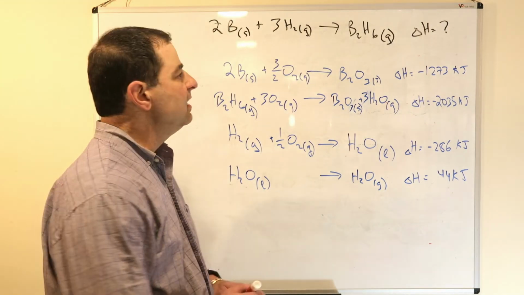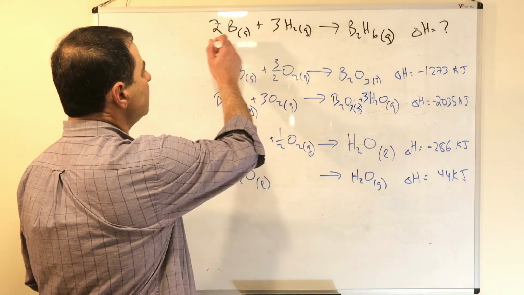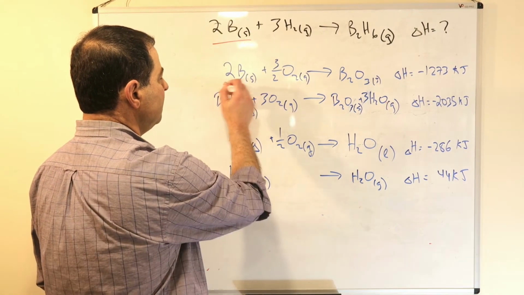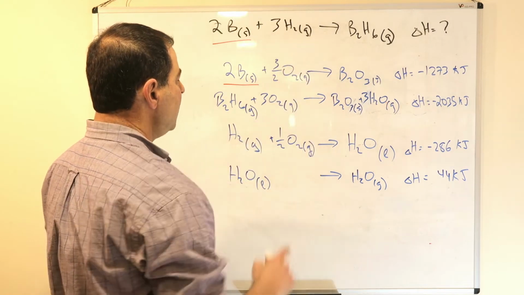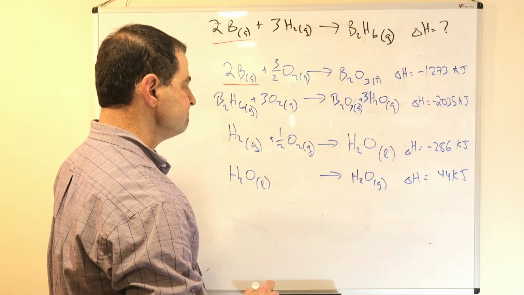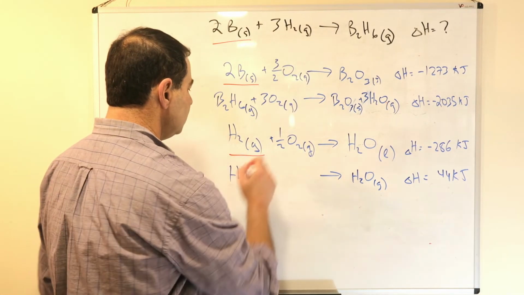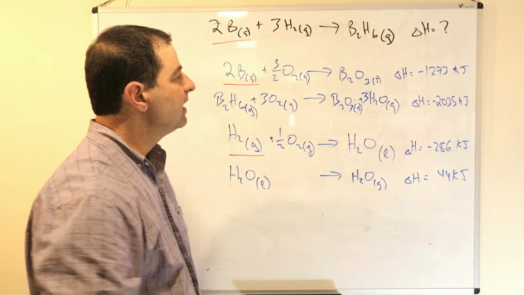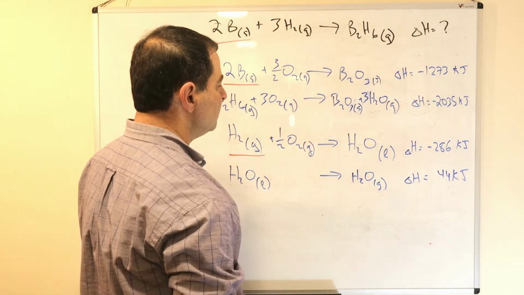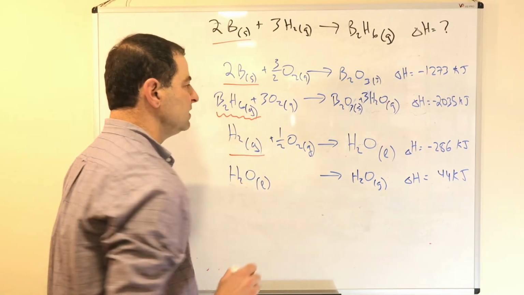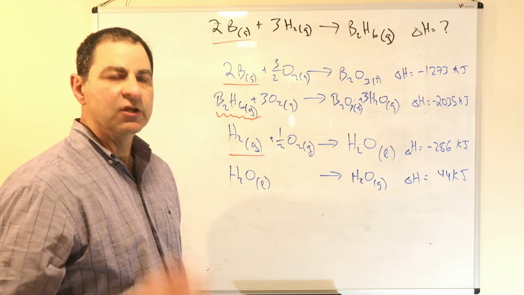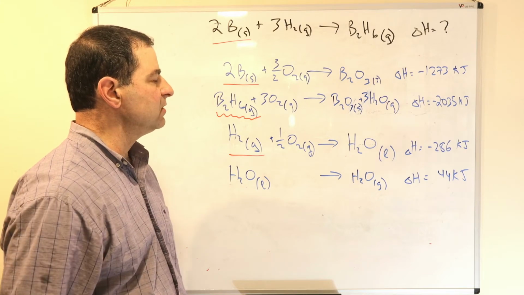In this one I need 2 boron as a reactant. Here I have 2 boron as a reactant. Looking ahead, I need 3 hydrogen gas as a reactant. Oh, here's hydrogen gas as a reactant. And I need B2H6 as a product. Okay, here is my B2H6 as a product. So I need to start rearranging these equations.